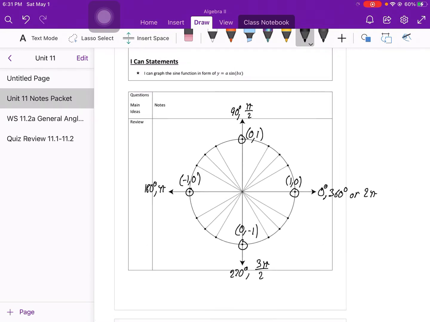Now remember, when we're talking about these, they're an x and y pair that we think of as cosine for the x value, sine for the y value. Since we're graphing sine today, our focus is going to be on sine. So all of the y values from these coordinate pairs are going to be really important.